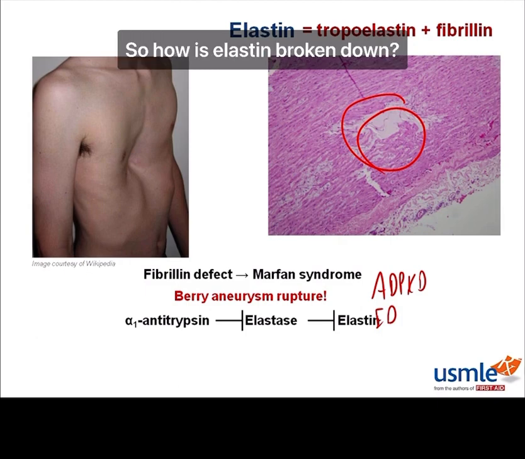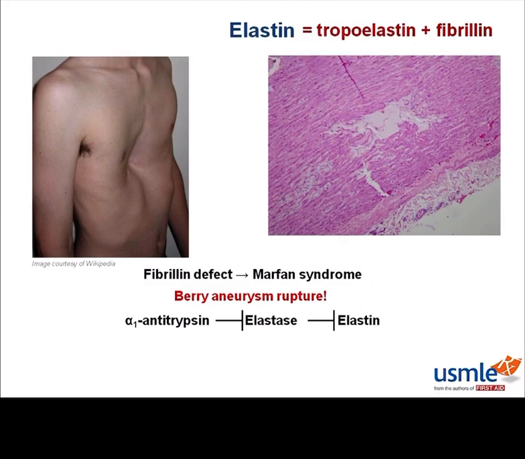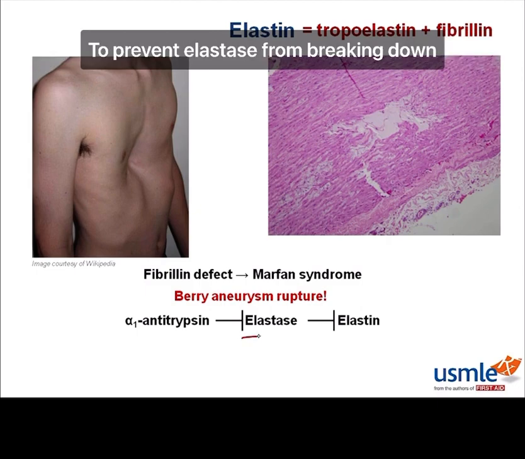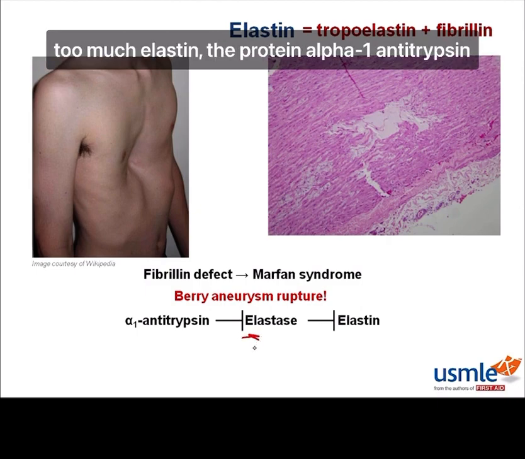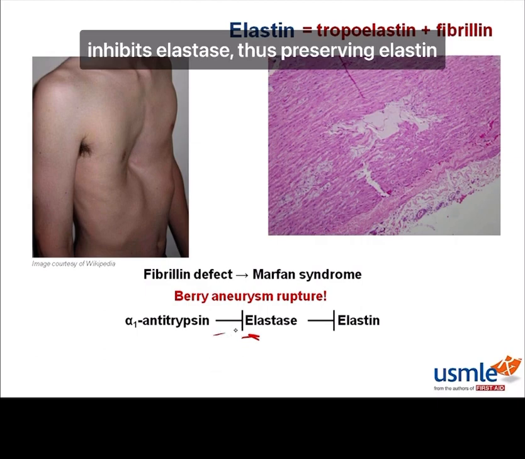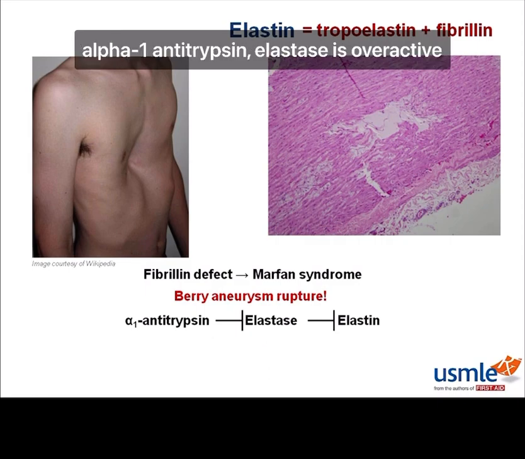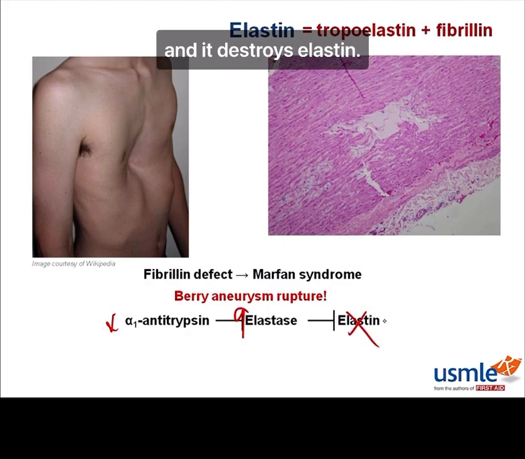So how is elastin broken down? Normally, elastin is broken down by the enzyme elastase. To prevent elastase from breaking down too much elastin, the protein alpha-1 antitrypsin inhibits elastase, thus preserving elastin. So if a patient has a deficiency in alpha-1 antitrypsin, elastase is overactive and it destroys elastin.